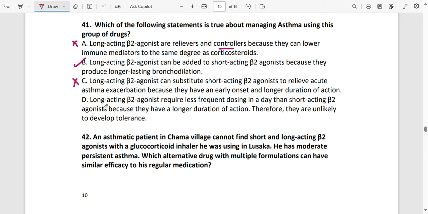So look at what makes D wrong. Long-acting beta-2 agonists require less frequent dosing in a day than short-acting beta-2 agonists because they have a longer duration of action. You don't even take these guys like in a day. The comparison here is wrong first, because for the short-acting beta-2 agonists, you are giving them when the acute attacks are there. It's not in a day.